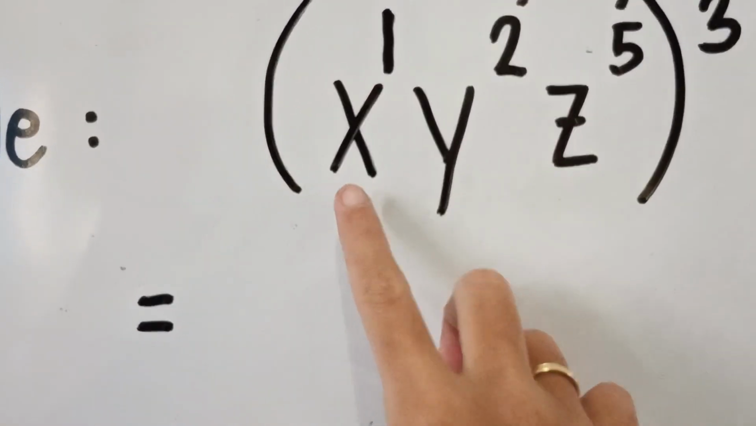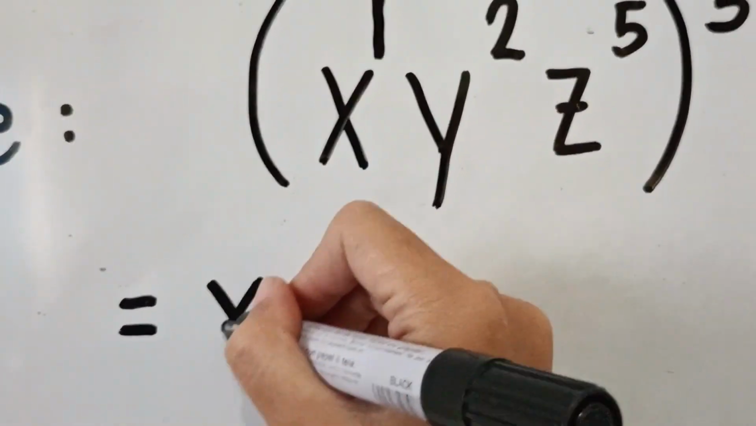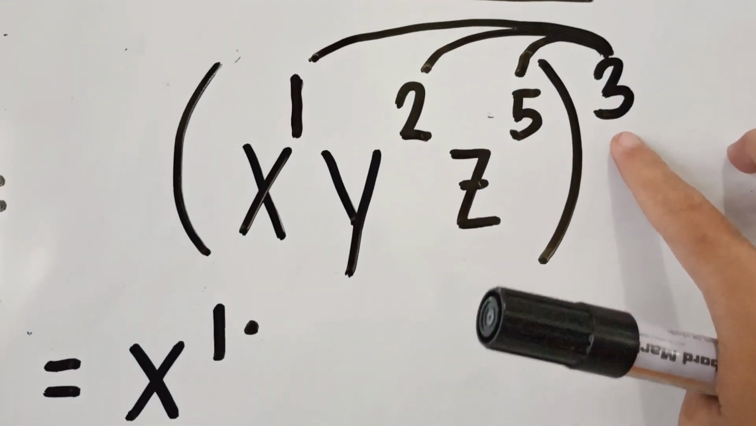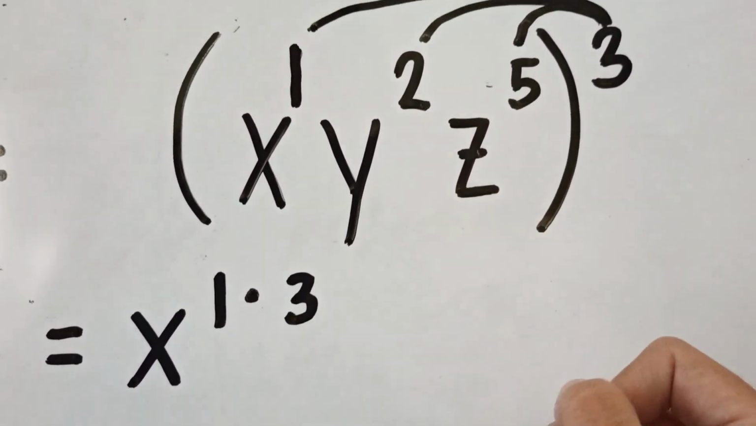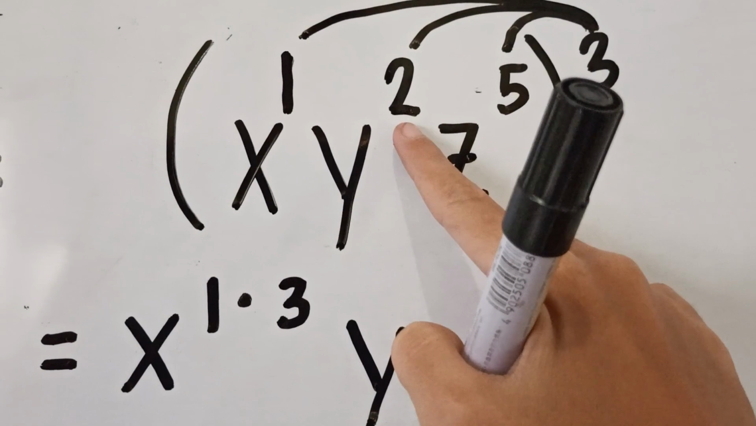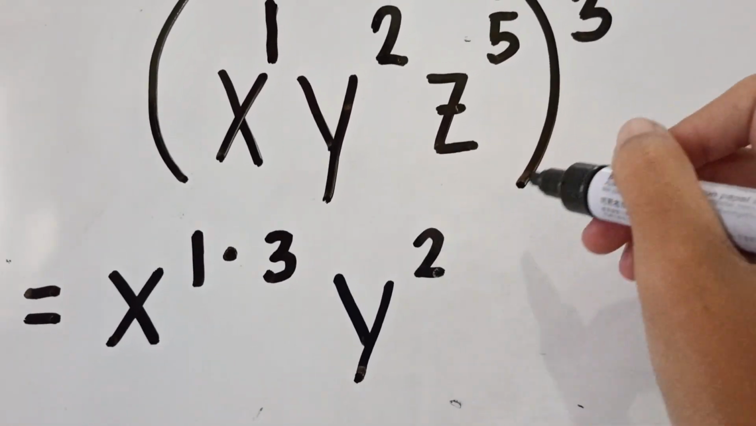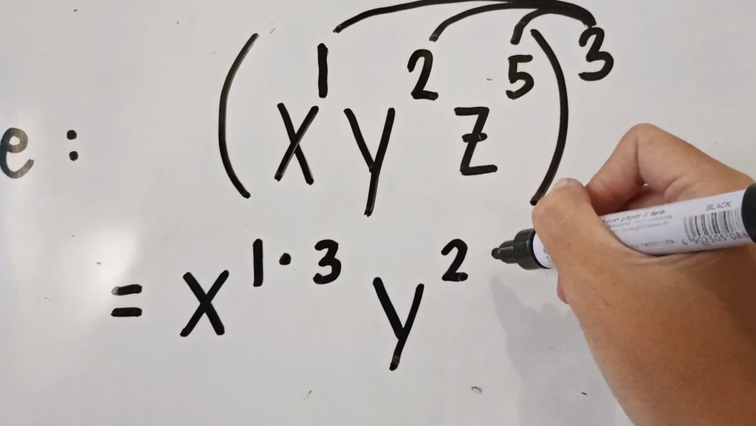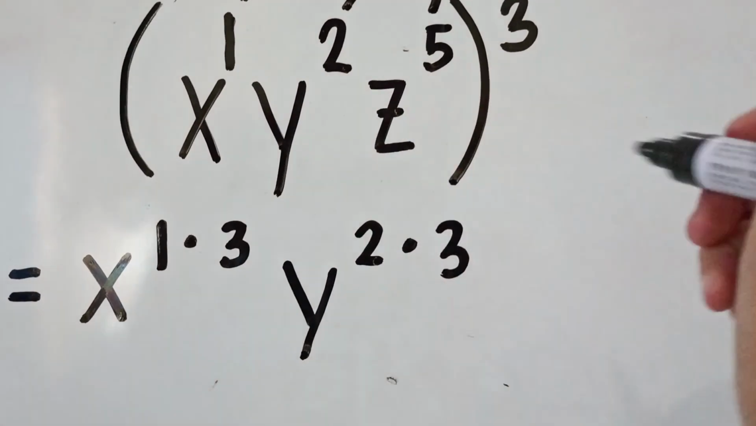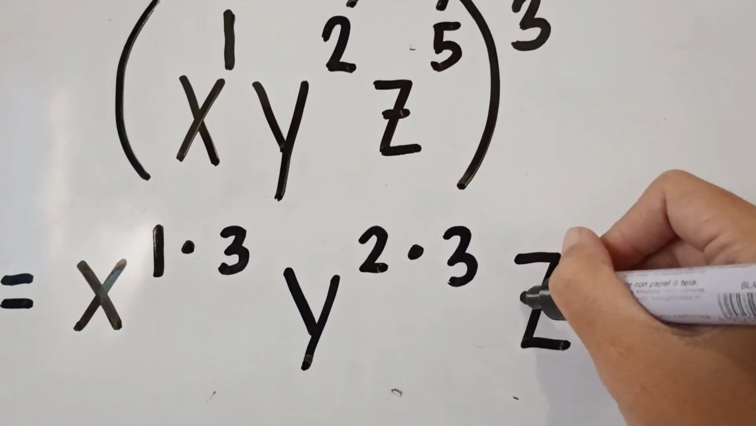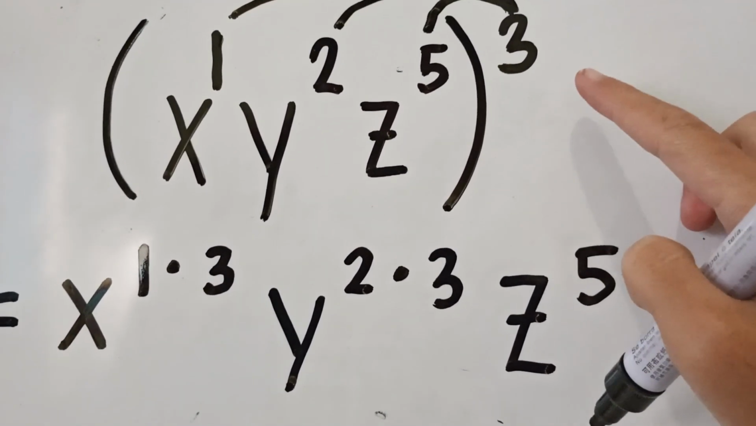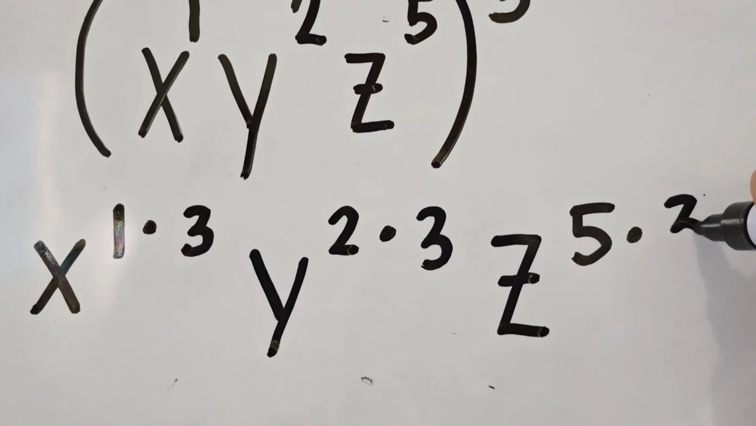So let's begin with the variable x and then copy its exponent, which is 1, multiplied by the external exponent 3. Next, let's have the variable y, and then we write the exponent 2 multiplied with the external exponent 3. And then we've got variable z, and we also write the exponent 5 multiplied with the external exponent 3.